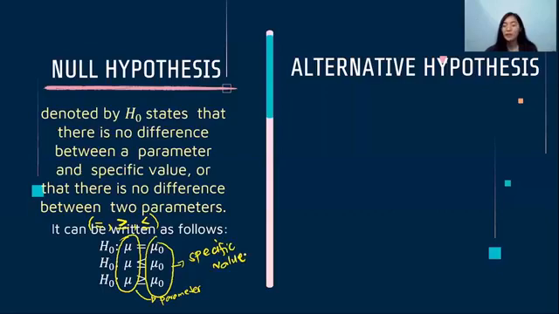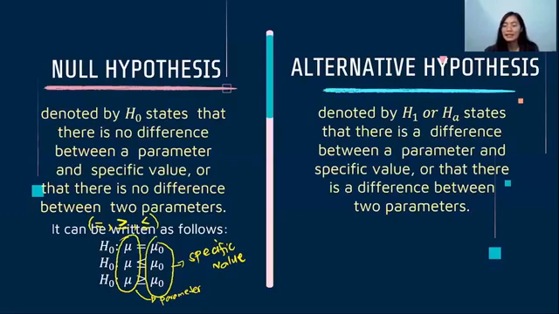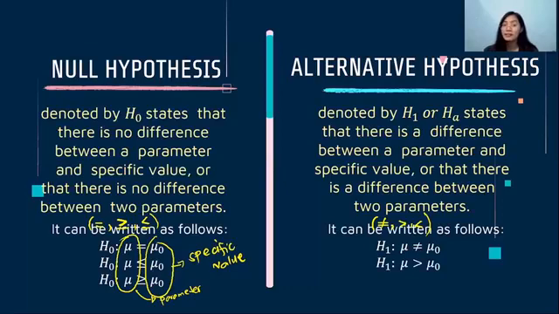All right? While the alternative hypothesis, denoted by H sub 1 or H sub A, states that there is a difference between a parameter and a specific value, or that there is a difference between two parameters. The symbols that we use in formulating the alternative hypothesis are the following: not equal to or unequal sign, greater than, or less than. In symbols, it can be written as mu is not equal to mu sub 0, mu is greater than mu sub 0, or mu is less than mu sub 0. So this alternative hypothesis is the opposite, all right? It contradicts our null hypothesis.